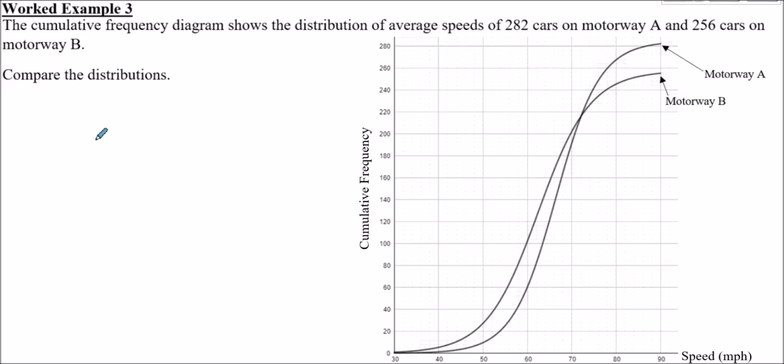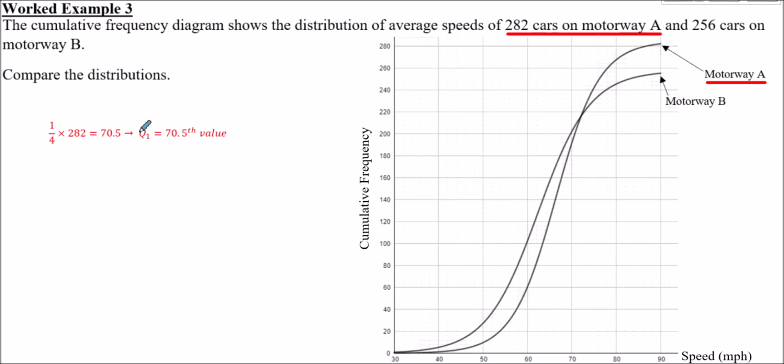So first of all, let's have a look how to do this. So motorway A, I'm just going to highlight in red. Motorway A has 282 cars. Cumulative frequency links to box plots, which links to medians and interquartile ranges. So scrap any idea of trying to calculate a mean or standard deviation. You need to read off the quartiles. So we need to work out Q1, Q2 and Q3. So 282 cars.